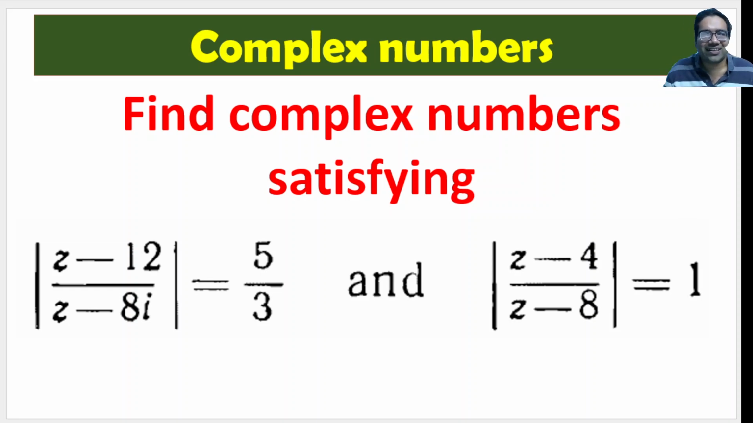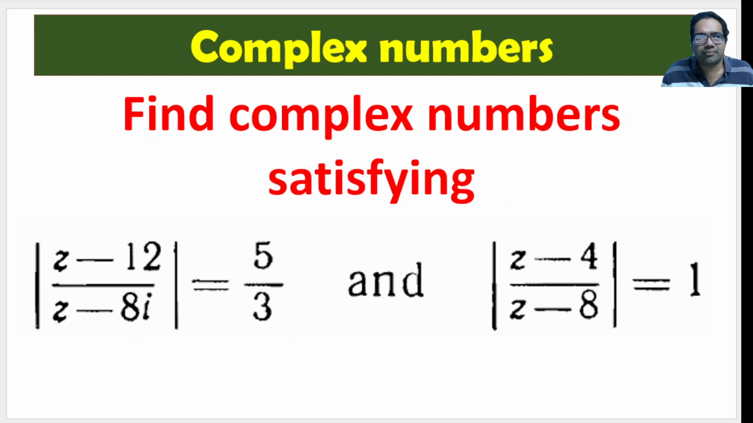Hi friends, here is a nice problem in complex numbers. We are given |z - 12| / |z - 8i| = 5/3 and |z - 4| / |z - 8| = 1. Now we have to find a complex number or set of complex numbers that satisfy these two equations simultaneously.